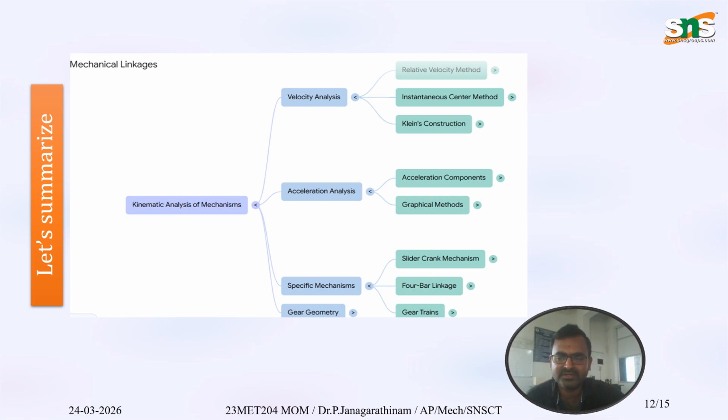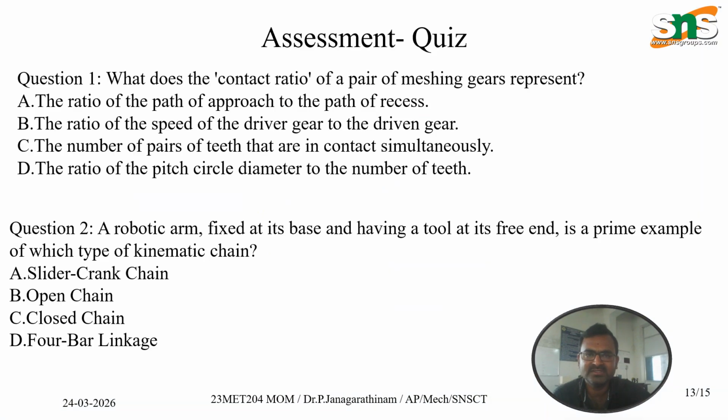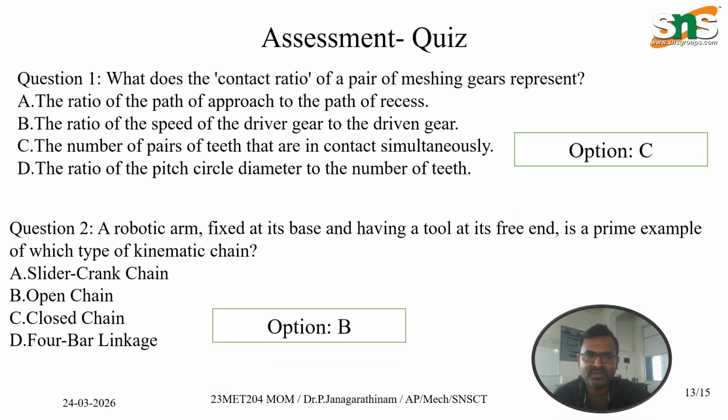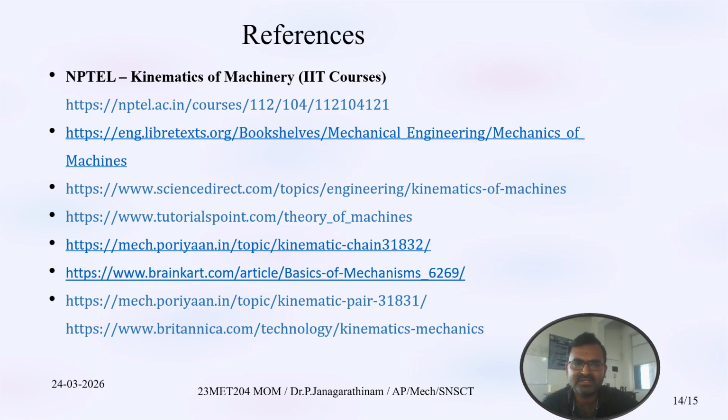In this unit, we will do the velocity and acceleration analysis for the slider crank mechanism, four bar mechanisms, and different gear trains. These are the assessment questions from today's topic. Contact ratio: the number of pairs of teeth in contact simultaneously. And next, which type of kinematic chain means open chain. And these are some of the references I chose to prepare this material.